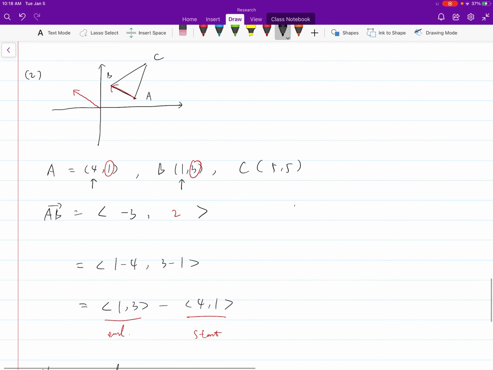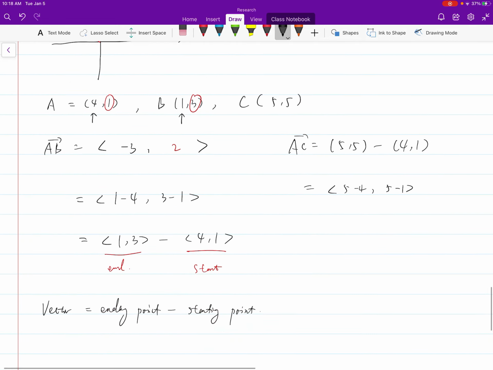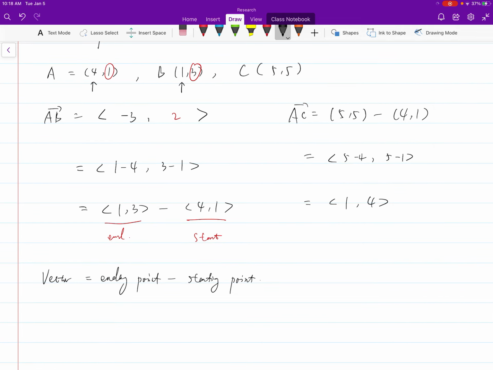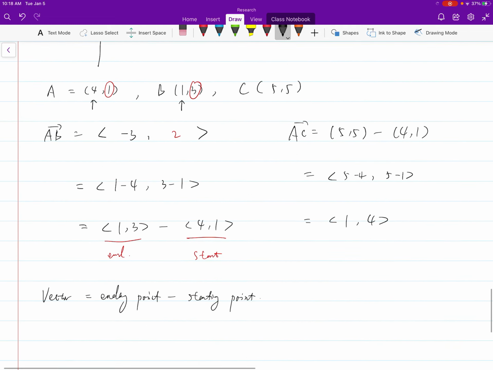So if you look at these vectors, for example, what is vector AC? Now you know to take 5, 5, that's where I want. Where do you start? You start from 4, 1. So how do you get from 4, 1 to 5, 5? Well, number 1, horizontally, I go to the right by 1 to go from 4 to 5, and then I go up by 4 to go from 1 to 5. So that's how we do it.